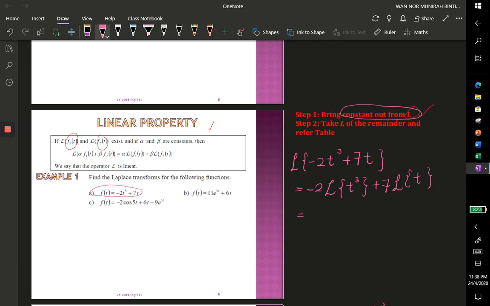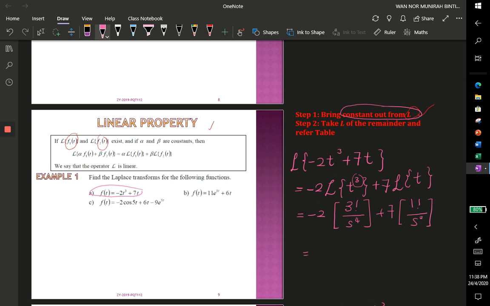So we have negative 2 as is. t cubed is t to the n; you can refer to your table now. t to the n is n factorial over s to the n plus 1. What is your n? Your n is 3. So you have 3 factorial over s to the 4. Plus 7 times t. t to the power of 1 is t to the n, so your n is 1. So you have 1 factorial over s to the n plus 1, which is s squared.